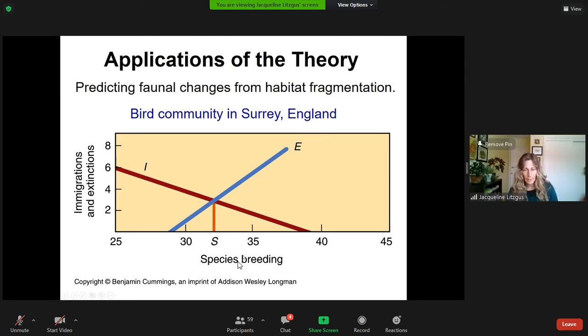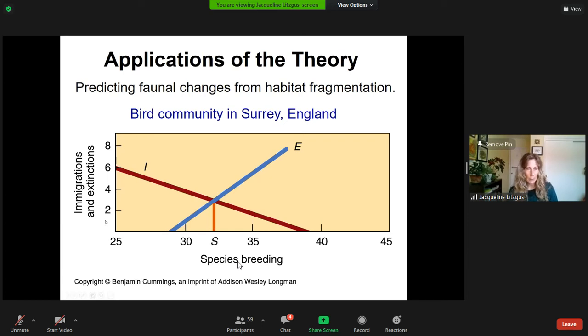So again, on the x-axis, we have that equilibrium number of species, S, and on the y-axis, we have the immigration and extinction curves, right? And they cross, and where they cross, as you know, is the equilibrium number of species. So here's about 32 species in this oak woods, right? So a rough equilibrium number of 32 breeding species of birds in that community.